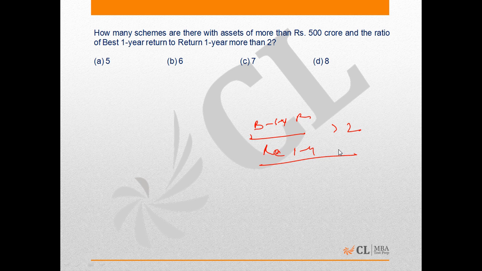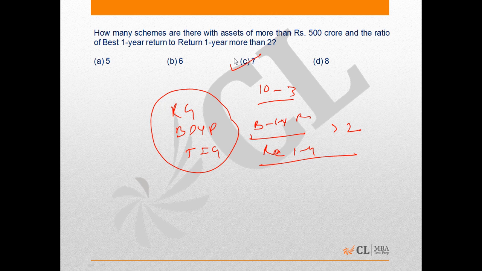So here we just need to check which companies have assets less than 500 crore, and on observation we find that these companies are Reliance Growth, Birla Dividend Yield Plus, and Templeton India Growth. These are the three companies whose assets are less than 500. So the required number of companies will be 10 minus 3, that is 7, which is option C.